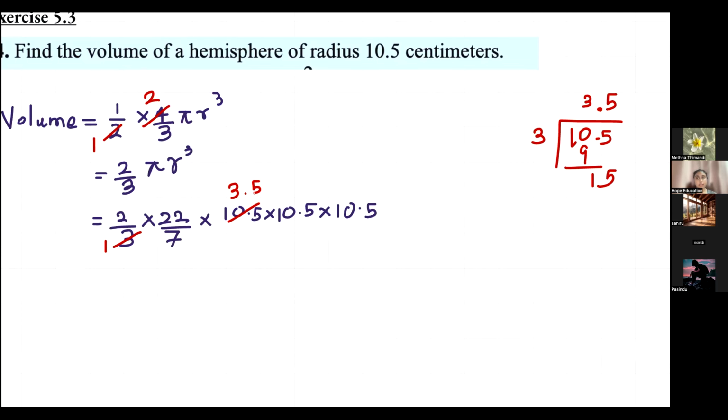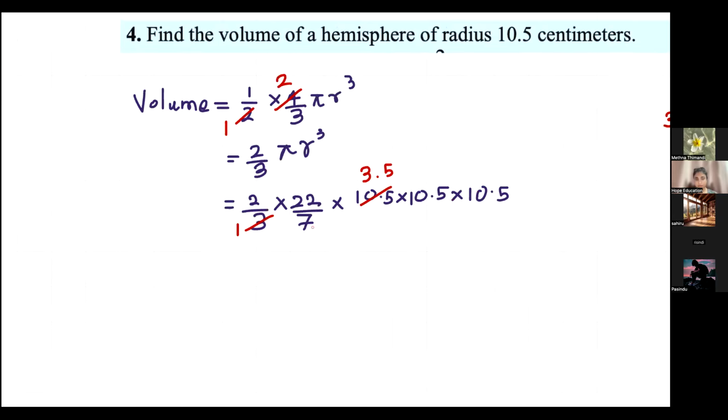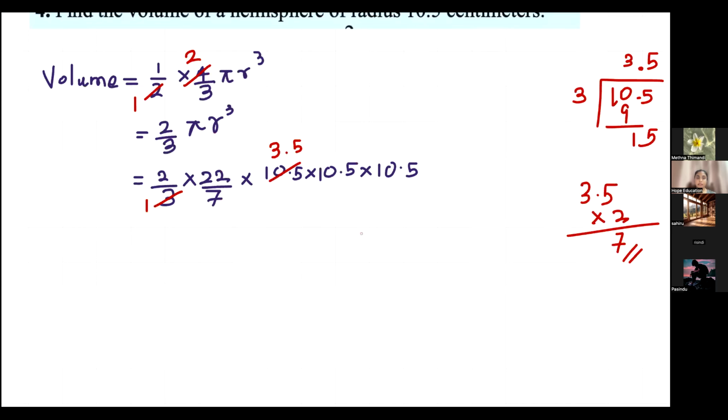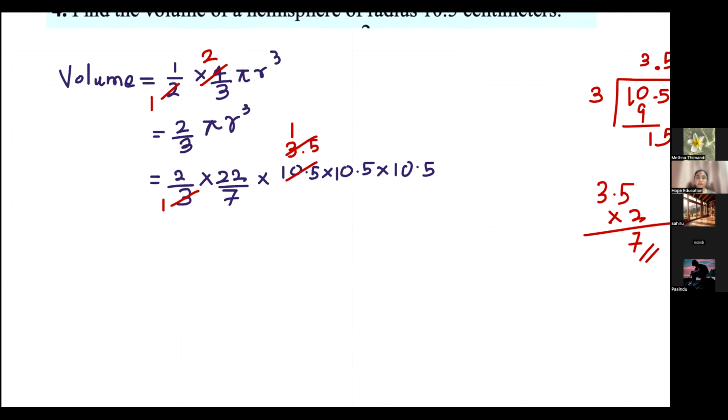You can write 10.5 as 21 divided by 2 also. I will show that separately. Then 3.5 multiplied by 2, what is the answer? 7. So 3.5 times 1 is 3.5, 3.5 times 2 is 7. Then 22 can be divided by 2, then it's 11.